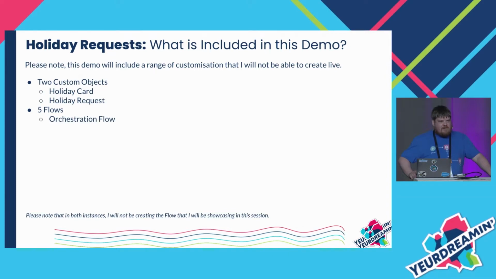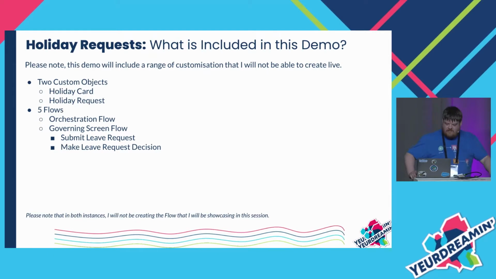And 2 of them are actually the flows that control the process. We've got the orchestration flow, and we've got my governing screen flow, which will be used separately. And then we've got 3 flows that are attached to those things. So we've got one for submitting the leave request, one for making the decision, and one for doing the confirmation.